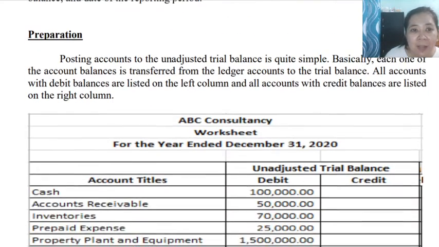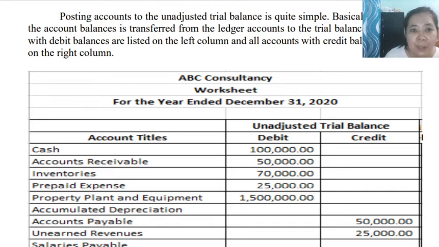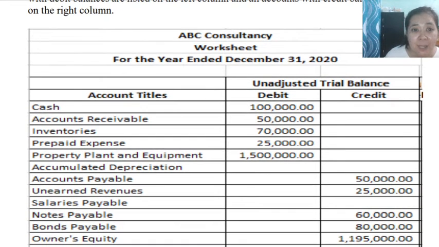So we have here an example of our worksheet. Just like what we have mentioned, we have the heading. This is for ABC Consultancy. This is our worksheet, the name of the report. The period covered is for the year ended December 31, 2020.